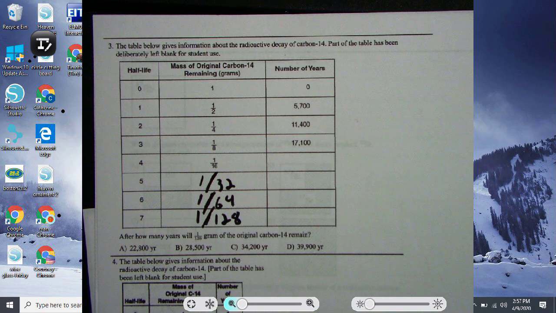Fatal error of an earth science teacher: I do not have a reference table with me. All right? But I know the answer to that. You may not, so you should look at your reference table.